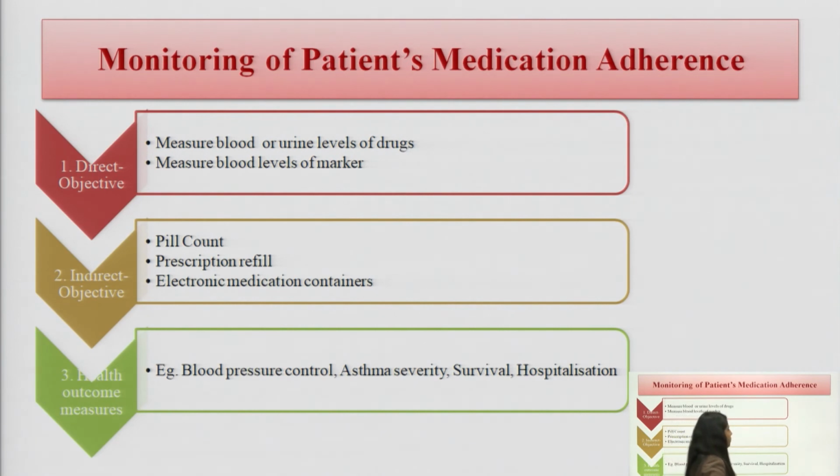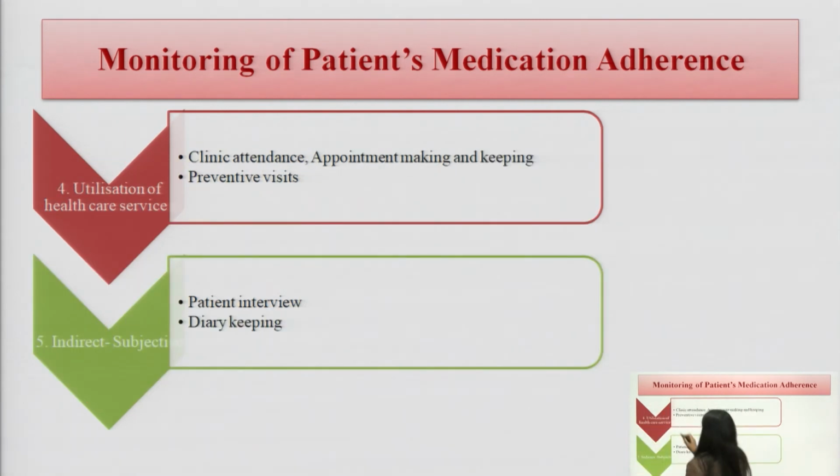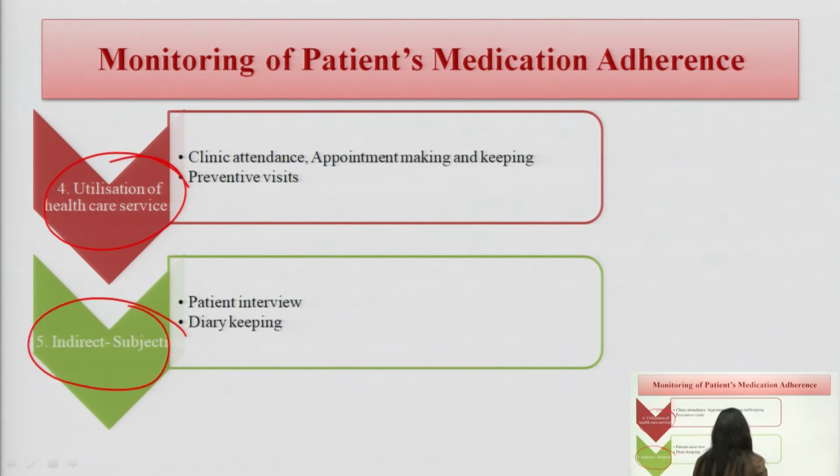Now monitoring of patient medication adherence. How we can monitor it, how we can calculate it. So see, there are some methods. One is direct objective, second is indirect objective, third is health outcome measures, fourth is utilization of healthcare service, fifth is indirect subjective. What do you mean by these methods? Let us see here.